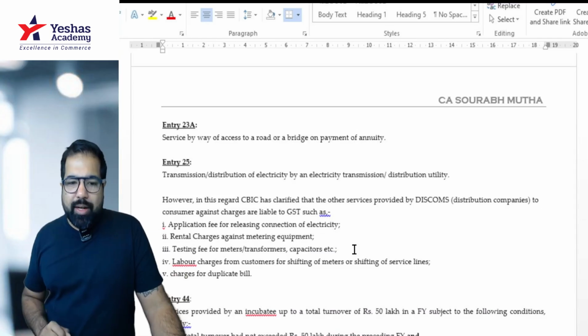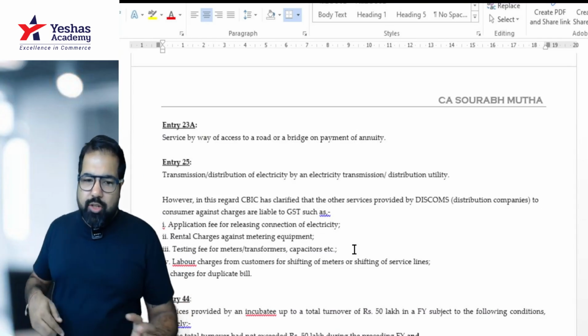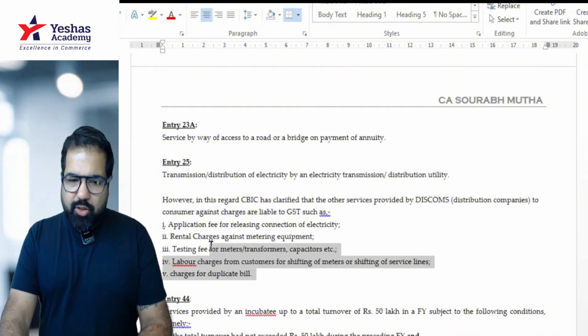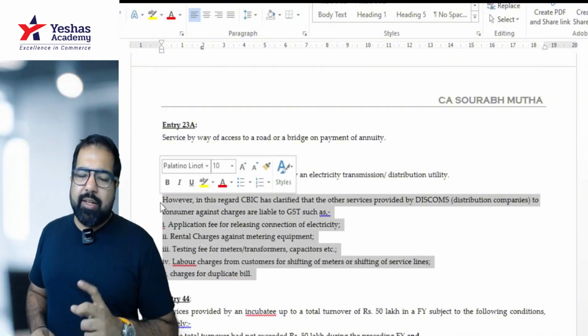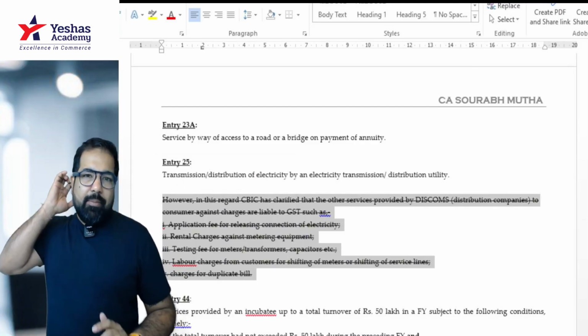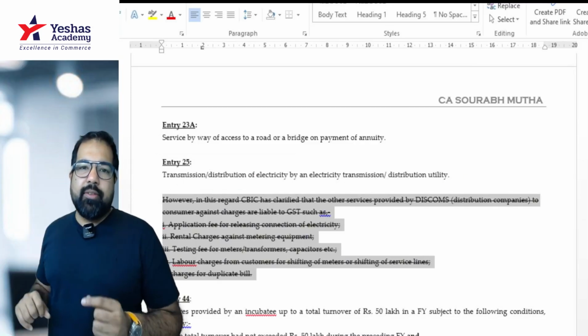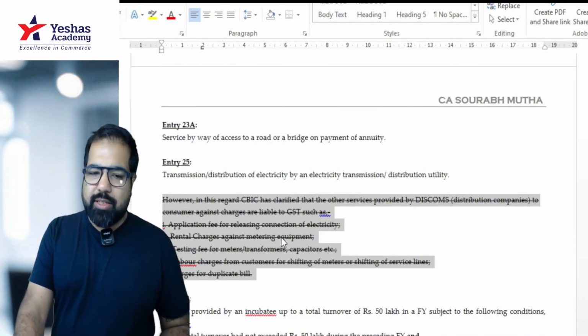Electricity. Let's talk about electricity, guys. Now there is a small change here. So if you read, this has changed. I'll tell you about it. Electricity, guys, if you get an electricity bill, there is no GST. But on electricity, you can remove this now. The meter reading, the meter renting, the repair, the duplicate bill, all that, on that also now there is no GST. This has been exempted.